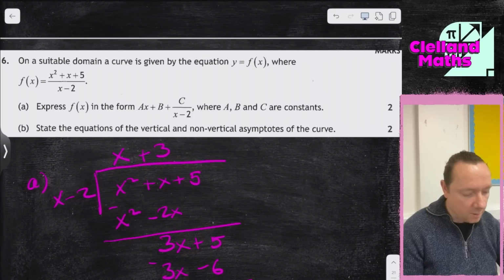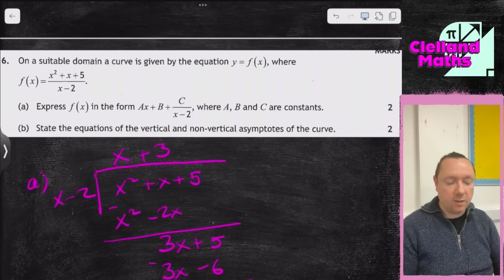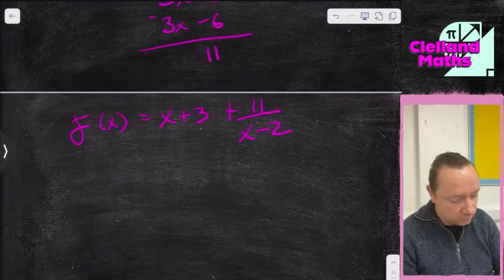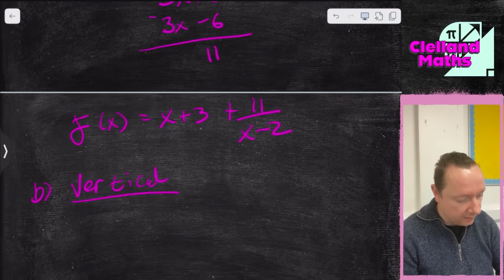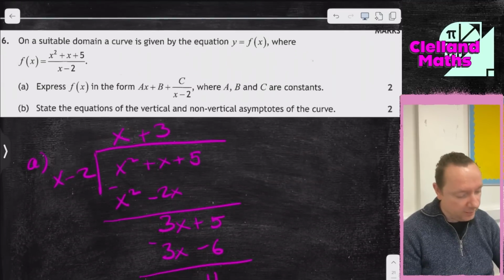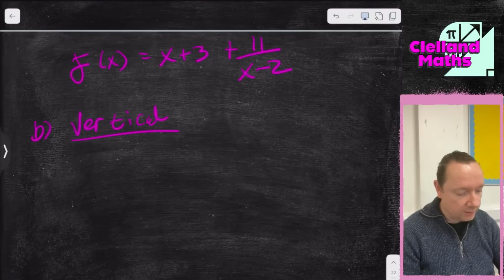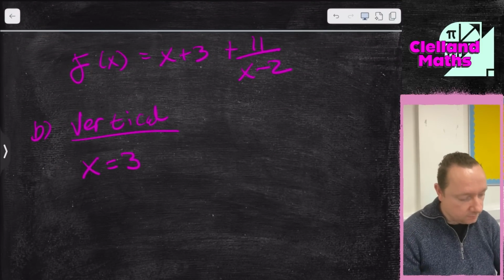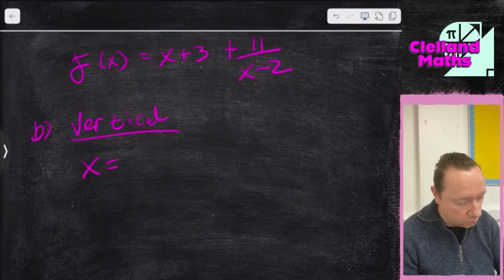And we're done there. Part B, state the equations of the vertical and non-vertical asymptotes of the curve. It doesn't ask us to justify it or anything, it just says state. So for part B, vertical, well, that is when the denominator of the new thing, or the original thing, it'll make no difference, x minus 2 is equal to 0. Can't divide by 0. So it's when x equals 2.